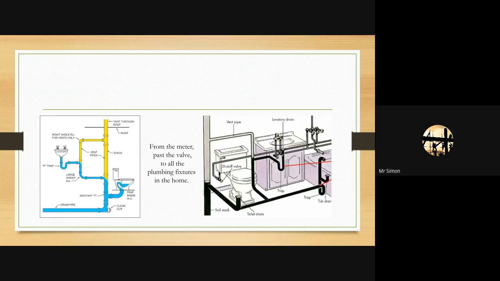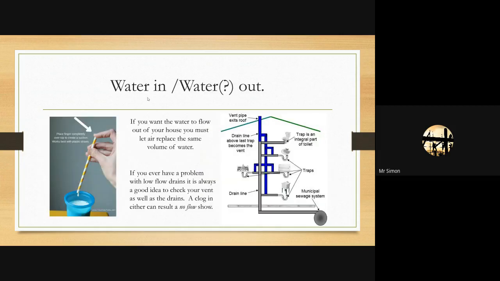But water will go down, and this here, again, is vent piping. Vent piping is so that air can go in. This is what a vent pipe does. If you want the water to flow out of your house, you must let air replace the same volume of water in the pipe. It's like taking a straw in a glass of milk or water, putting your finger over the top, and lifting it up, and the milk or liquid stays inside. Because in order for the liquid to flow out, air has to flow in. Same type of thing in your house.